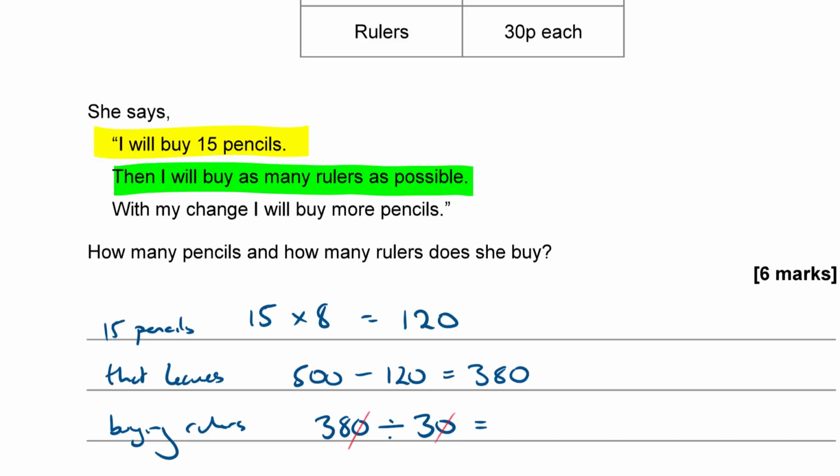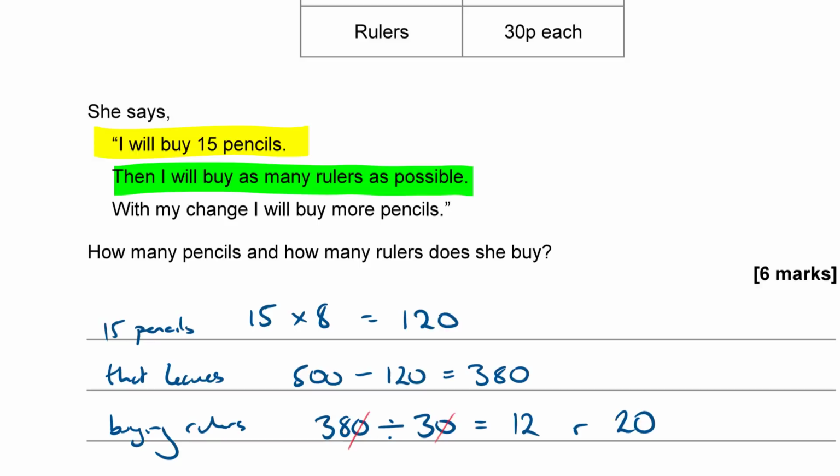So it's going to go in 12 times remainder. So what's going to be left over? So 38 divided by 3 would have 2 left over. So 380 divided by 30 is going to have 20 left over. So the remainder is going to be 20. She's going to have 20p left.